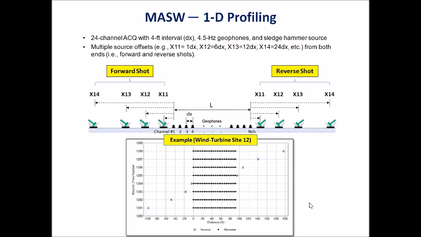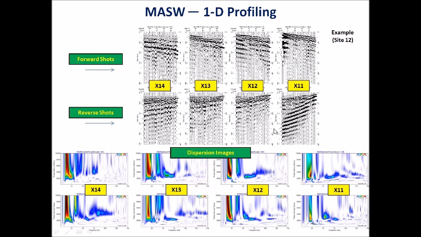And also 1D profiling is quite common, for example, for wind turbine site investigation, in which we normally put the receiver array fixed at the same location during the data acquisition, but we change our source offsets like this, and we repeat this procedure on the other side of the receiver array. And then at the end of data acquisition, we can come up with a multiple number of field records from both forward and reverse shots. And this illustrates actual field records, 4 forward shot records and 4 reverse shot records, and these are corresponding dispersion images processed from these field records.